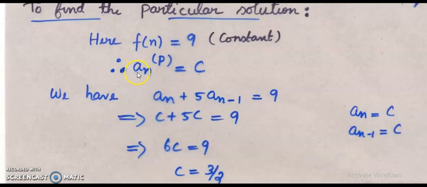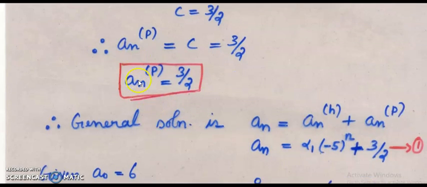Our assumption from the table, a_n(p) is equal to c, right? Now what is c? c is 3 by 2, so a_n(p) is 3 by 2. That is the particular solution, 3 by 2. Now let us come to the general solution. General solution means we have to add a_n(h) plus a_n(p).